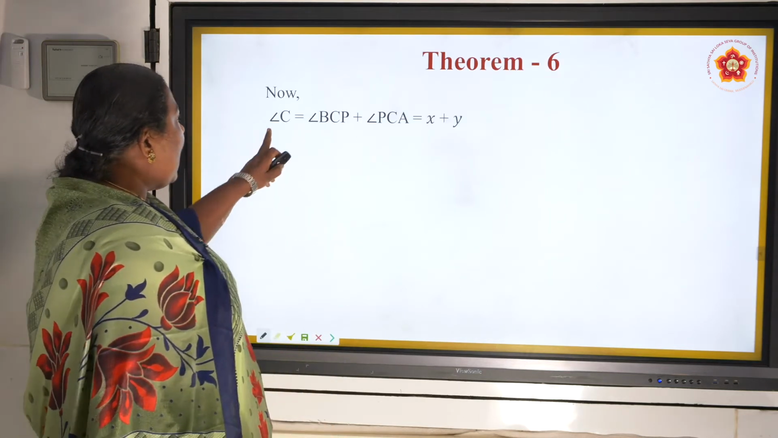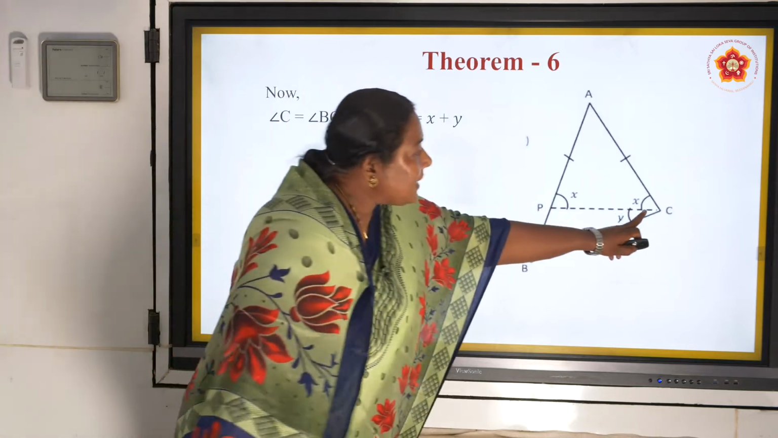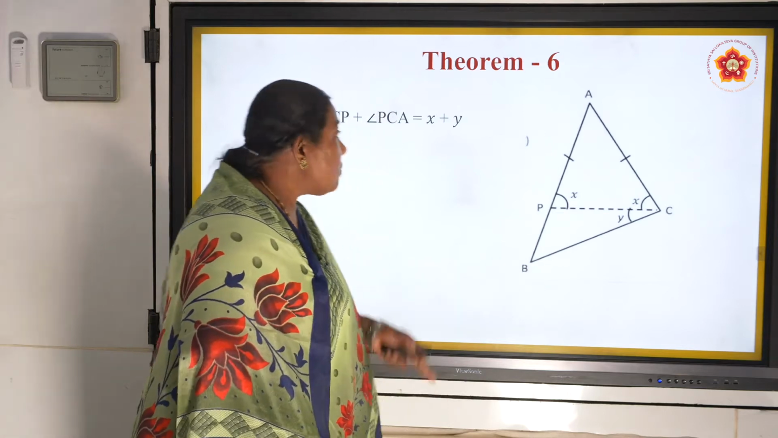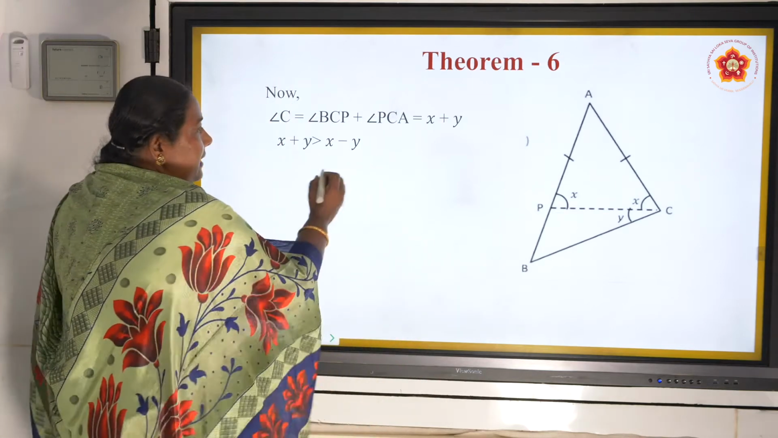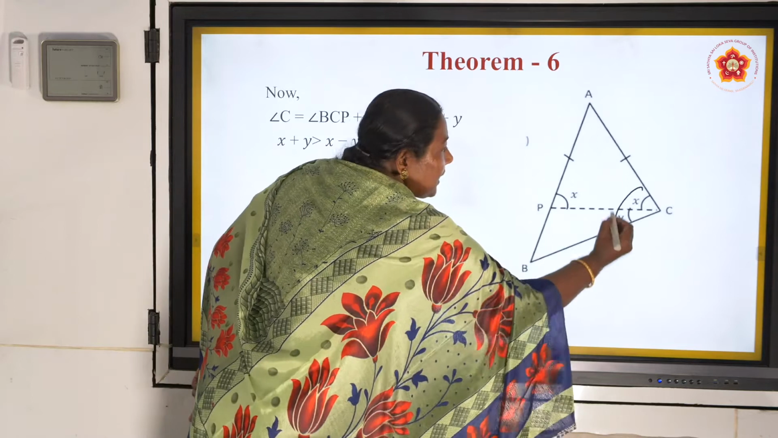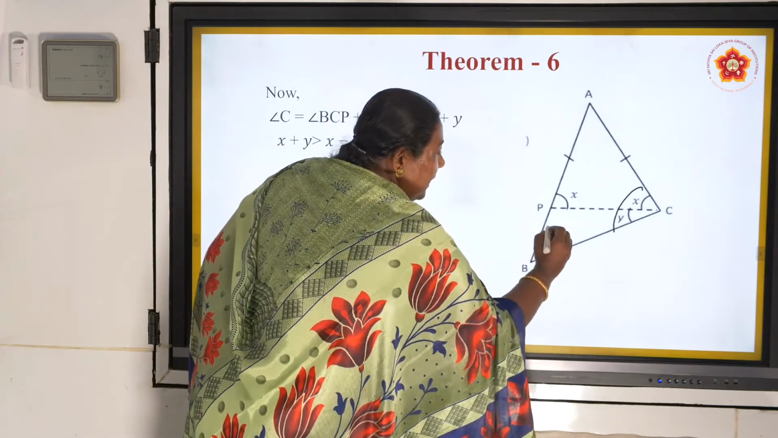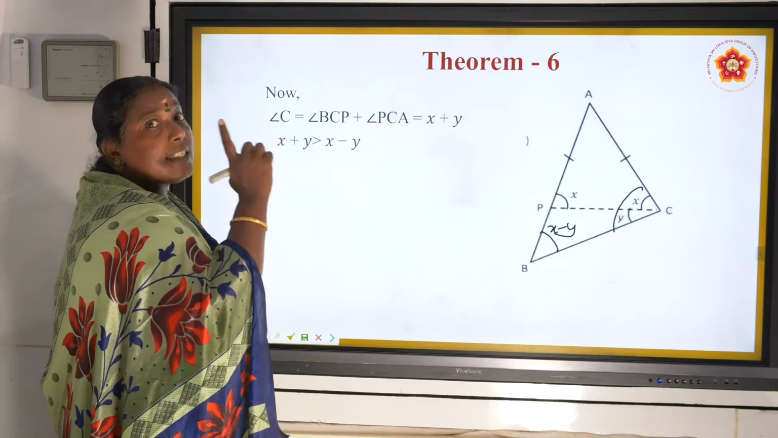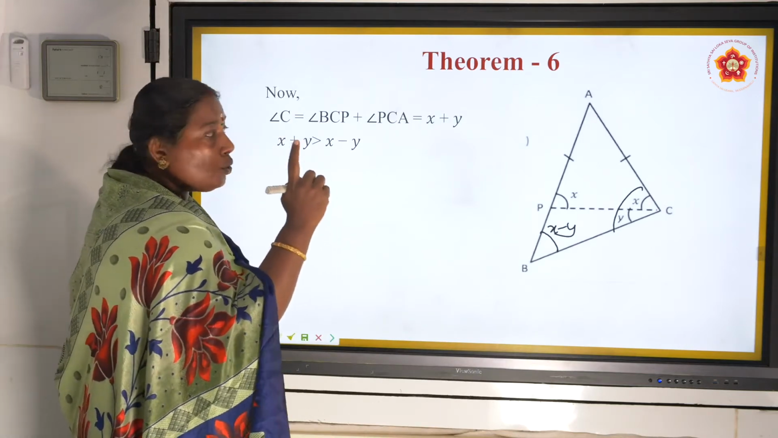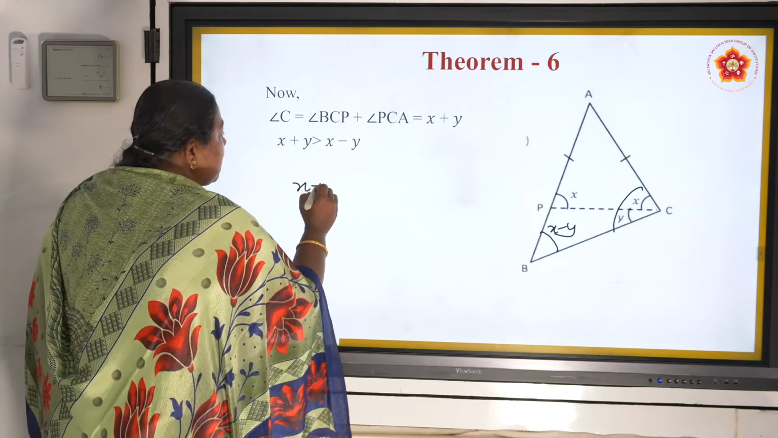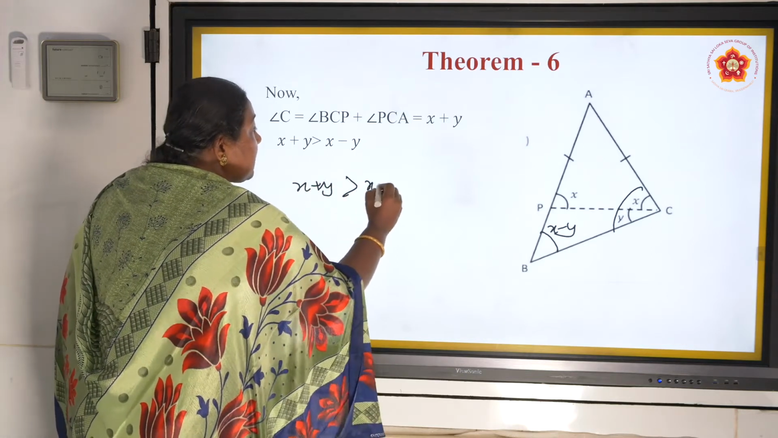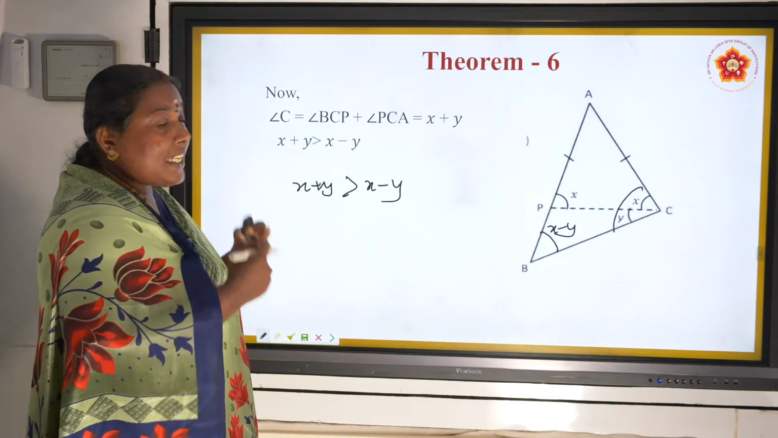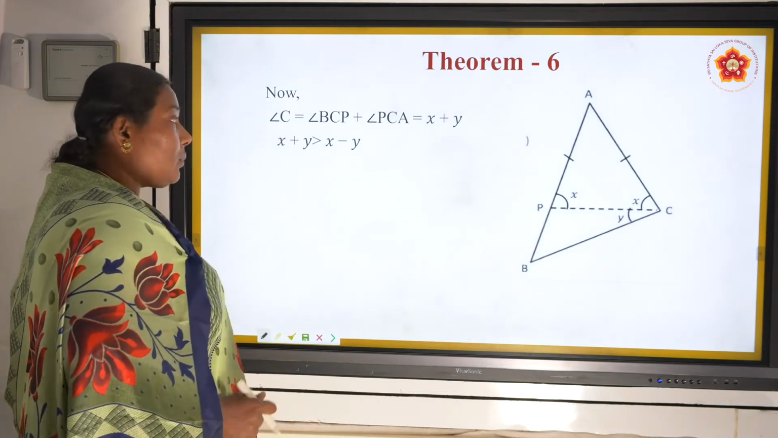See, now angle C is equal to X plus Y. Angle B is equal to X minus Y. So 3 plus 2 is greater than 3 minus 2, so X plus Y is greater than X minus Y. Right? So who is X plus Y and who is X minus Y here?